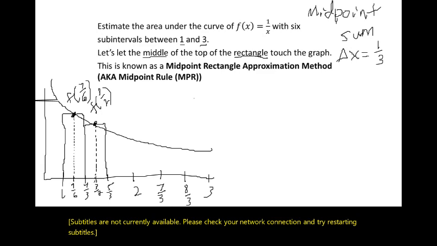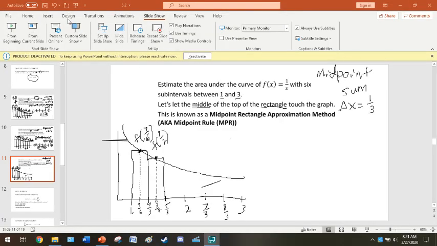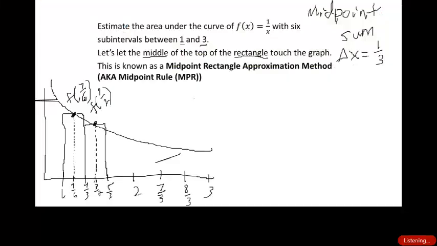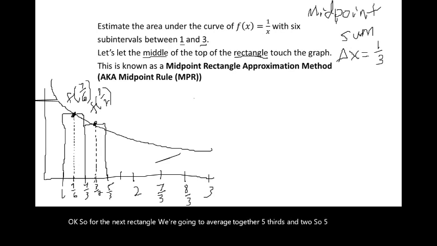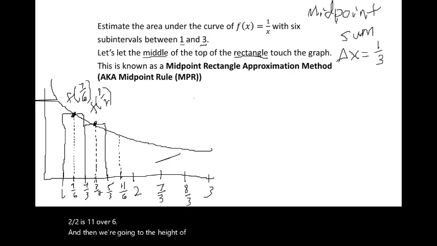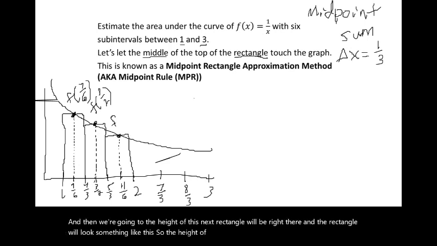Then for the next rectangle, hold on, let me fix this. Okay, so for the next rectangle, we're going to average together 5/3 and 2. So 5/3 plus 2 divided by 2 is 11/6. And then the height of this next rectangle will be right there, and the rectangle will look something like this. So the height of that third rectangle will be f of 11/6.